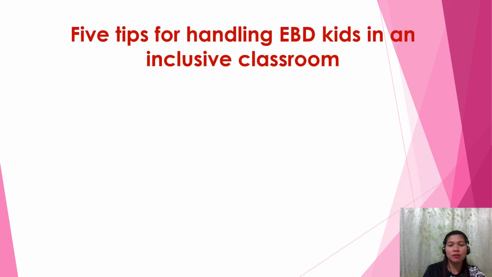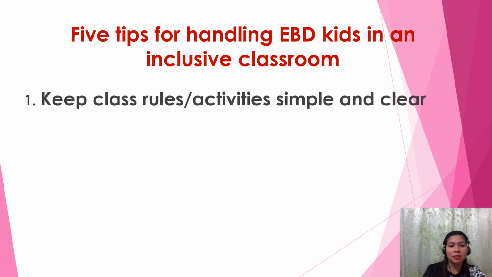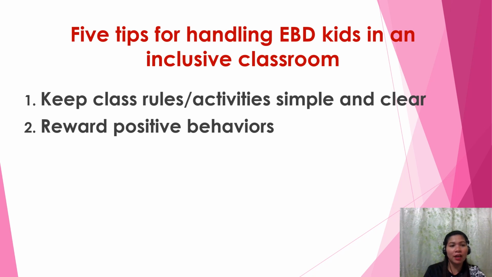We have 5 tips for handling EBD kids in an inclusive classroom. First, keep class rules and activities simple and clear. Let students know about them on the first day of class and post them in the classroom as well. An example list might be: be on time, try your best, be polite, and respect one another. By including clear activities in your classroom, your students will engage and interact with the lesson plan, ensuring that they learn alongside other students.